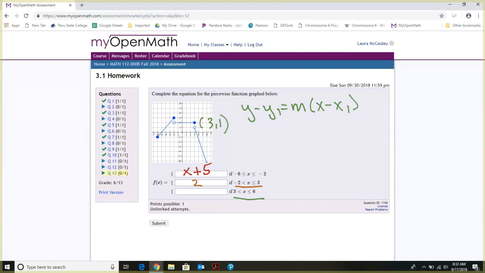Let's see, that's the point 3, 1. And then this bottom one is the point 6, -6. All right, so for my slope, I'm going to pick the first one. So y minus 1 equals m times x minus 3. So let's just put the m in there. So my rise was 7, because you're going from -6 up to 1. So that's a rise of 7, and you can count as well.